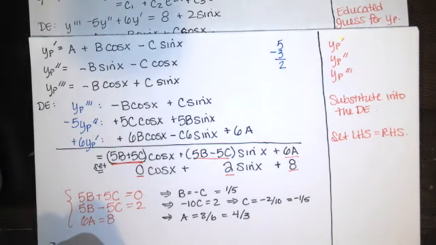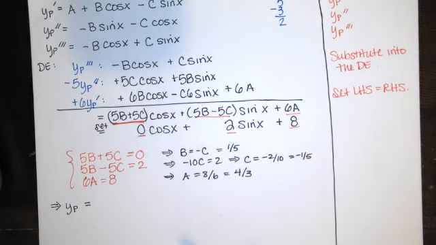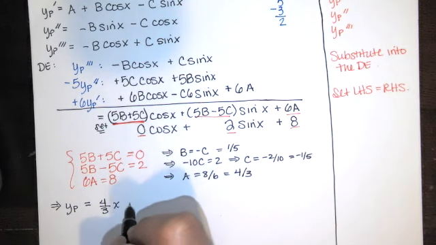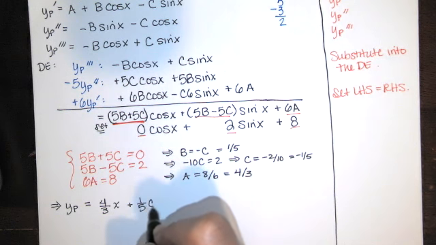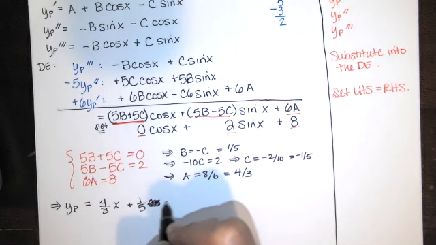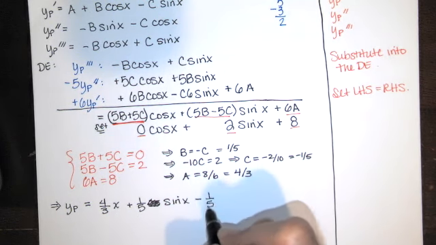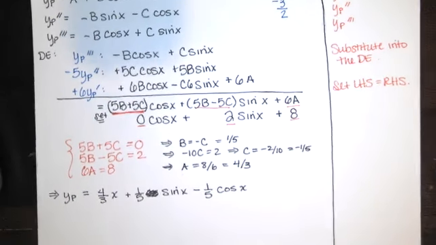So we just substitute those values of a, b, and c into the form of our solution y sub p. So y sub p was a times x, and a turns out to be 4/3, plus b times sine of x, and b was 1/5. Oops, it's sine. Plus c times cosine of x, and c is negative 1/5. So adding a negative 1/5 cosine is the same as subtracting 1/5 cosine of x. So that's our y sub p.